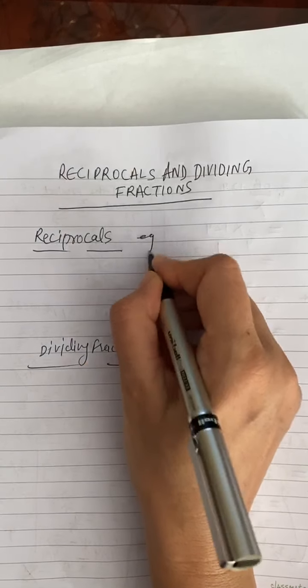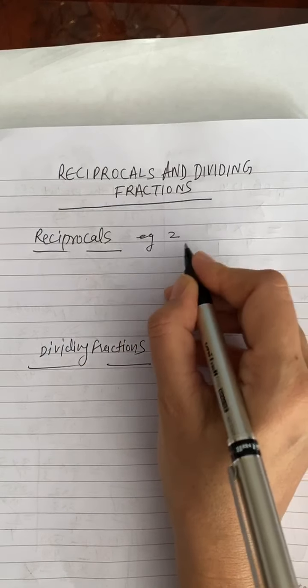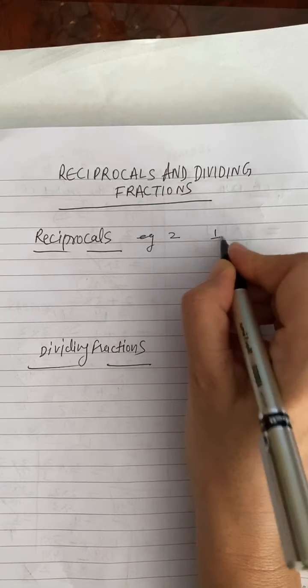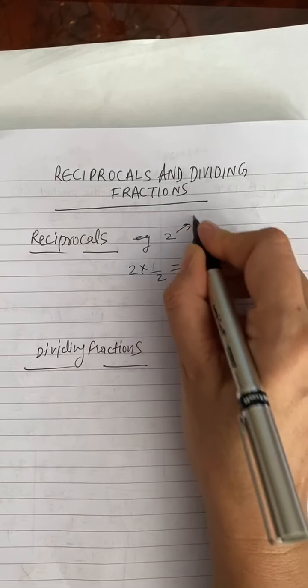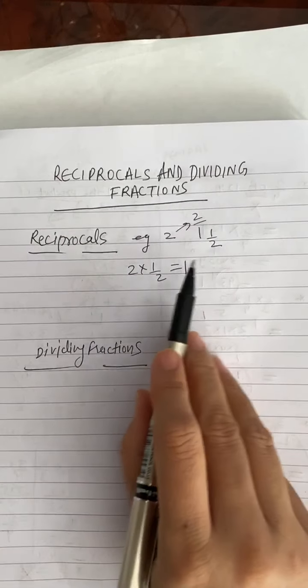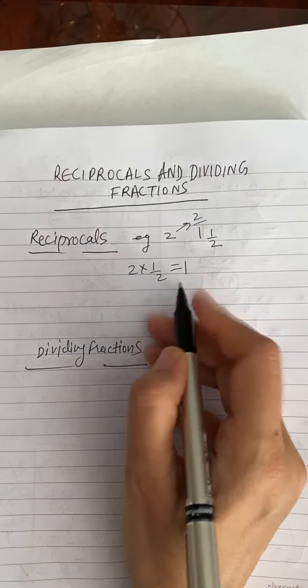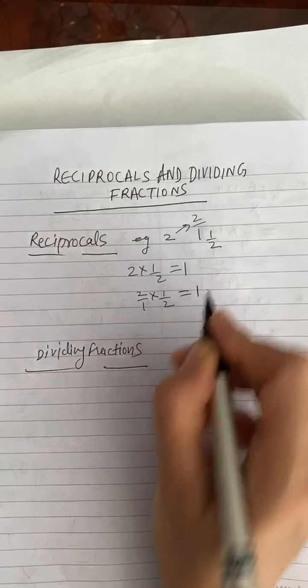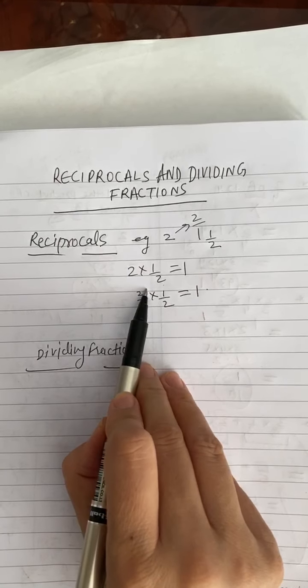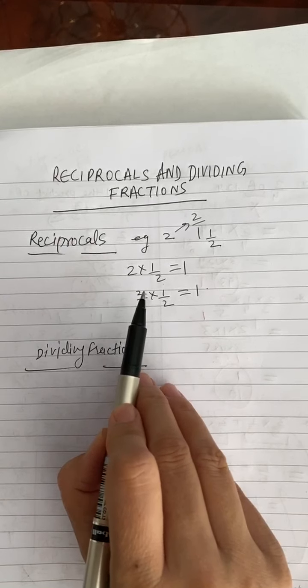For example, if you have 2, the reciprocal of 2 is going to be half, because 2 multiplied by half gives you 1, as 2 can be written as 2 divided by 1. So 2 over 1 multiplied by 1 over 2 is 1. So two numbers are reciprocal of each other if the product is 1.